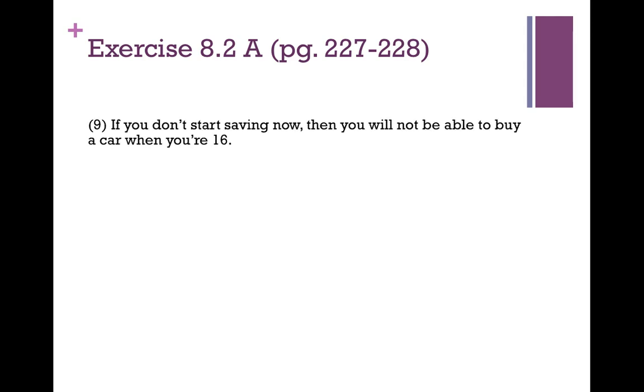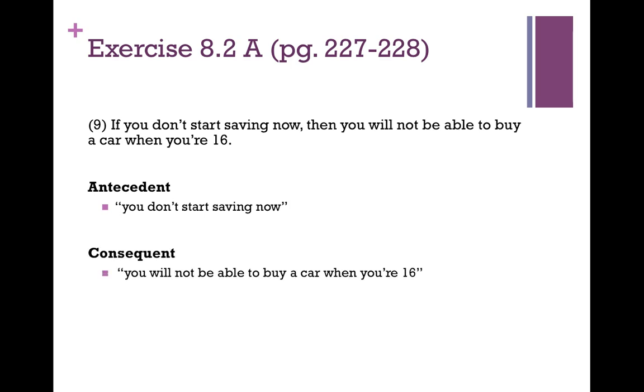Number 9, if you don't start saving now, then you will not be able to buy a car when you're 16. So what is the antecedent here and what is the consequent here? Well, here it is. The antecedent is you don't start saving now, and the consequent is you will not be able to buy a car when you're 16, and this is already in standard form.